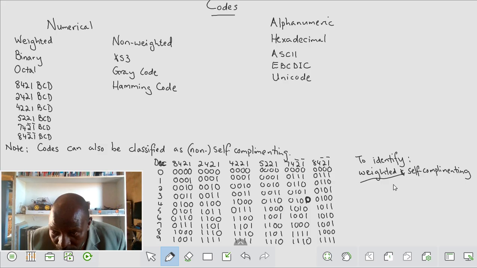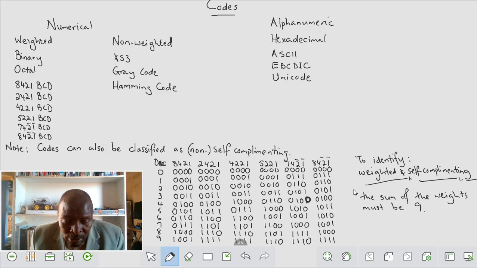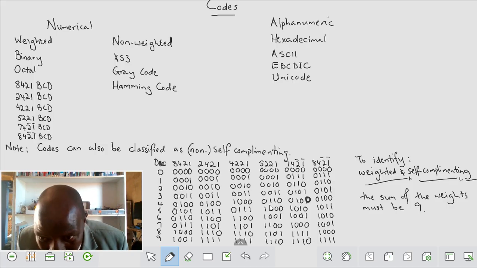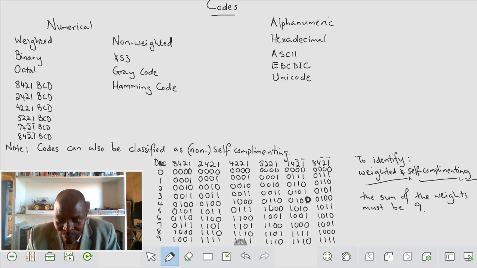For the code to be weighted and self-complementing, the sum of the weights must be 9. The sum of the weights must be 9. All right. Let's look at this now. When is a code self-complementing or not?